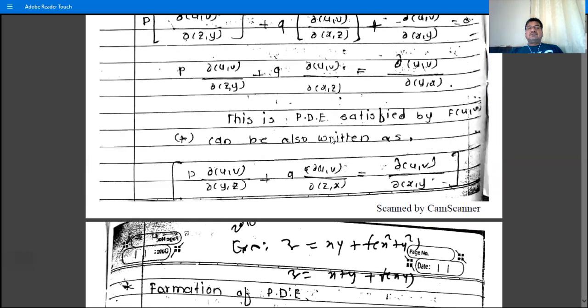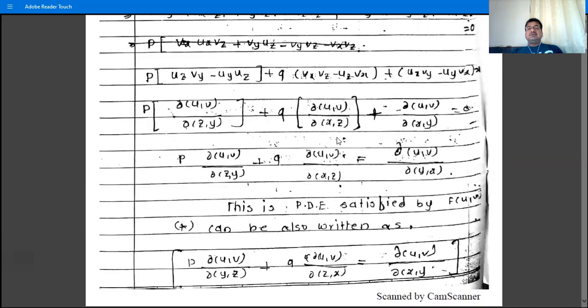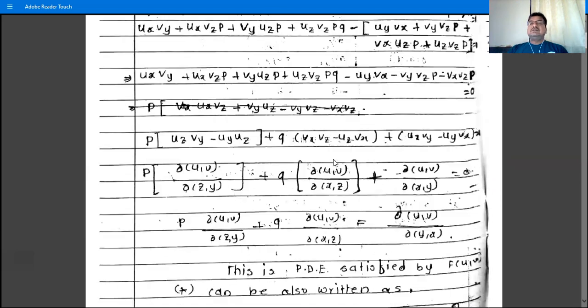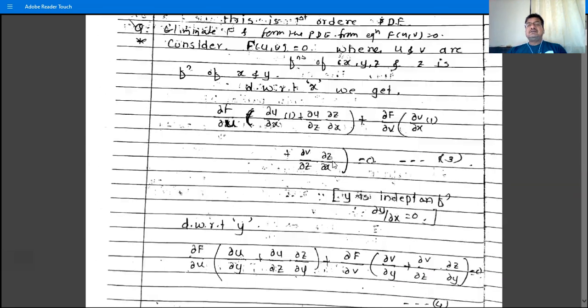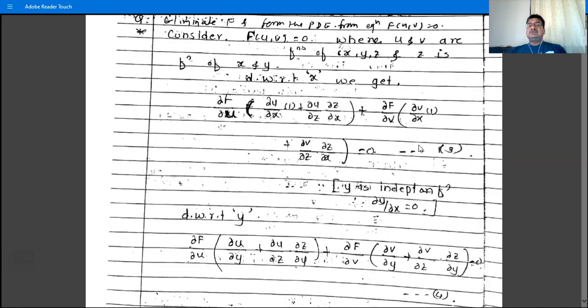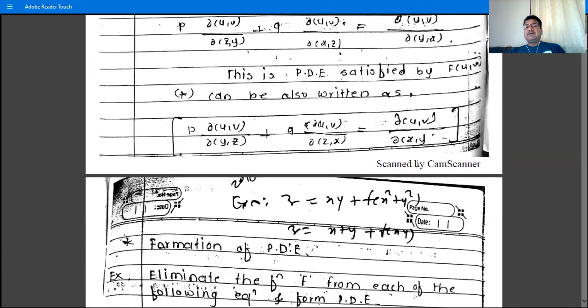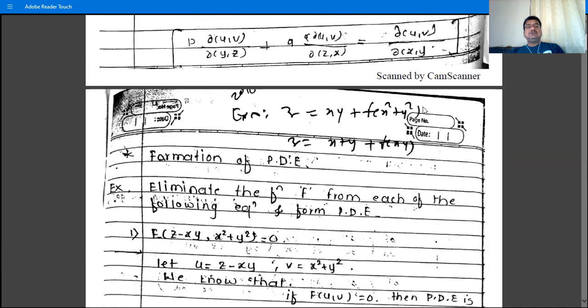Okay, so this is about the formation of partial differential equations. That is, the solution is given. f of u, v is equal to 0 is the solution, and this is the partial differential equation: P ∂(u,v)/∂(y,z) plus Q ∂(u,v)/∂(z,x) is equal to ∂(u,v)/∂(x,y). This is the partial differential equation, and its solution is f of u, v is equal to 0.